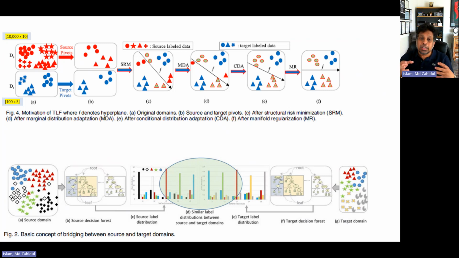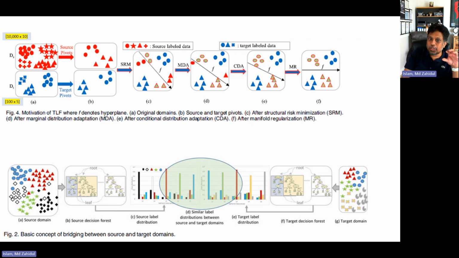Now we find the leaves from the source domain forest and the leaves from the target domain forest that have similar distributions. Those two leaves having similar distributions in the source and the target will be considered as pivots. Okay, that similarity of distributions can be computed in many ways. In this paper, we use the Jensen-Shannon divergence metric to calculate the similarity of the leaves.